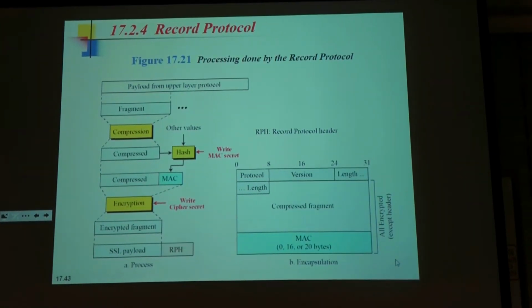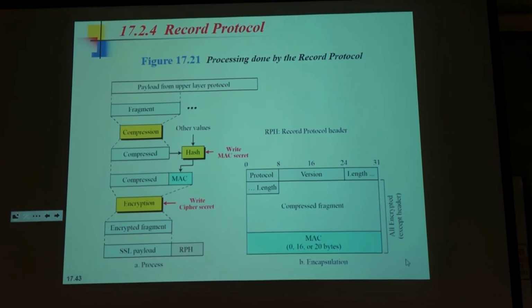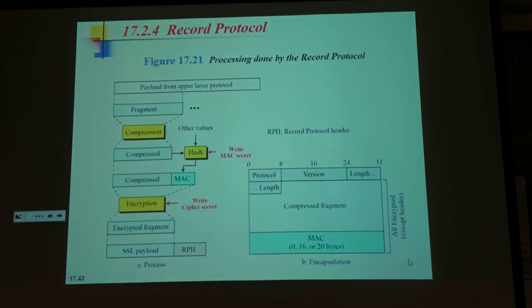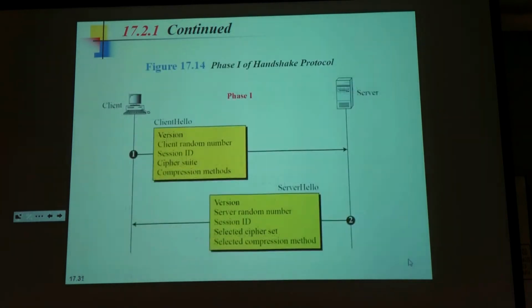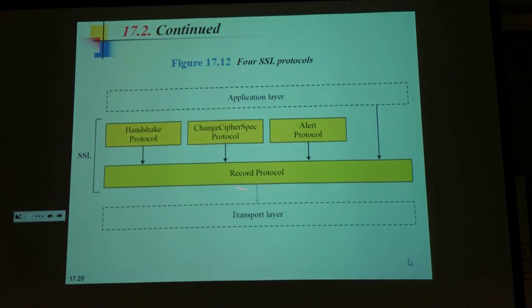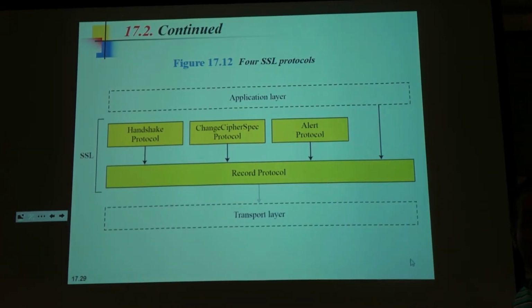Then we come finally to the Record Protocol. Where is the Record Protocol? It is protocol number 4, at the bottom. What does the Record Protocol do? It carries the message from the upper layers, which are the Handshake Protocol, the Change Cipher Spec Protocol, the Alert Protocol, and the application layer. Let me go back. There is nothing like seeing it. So it carries the message either from here, or here, or here, or from the application layer, to the transport layer.